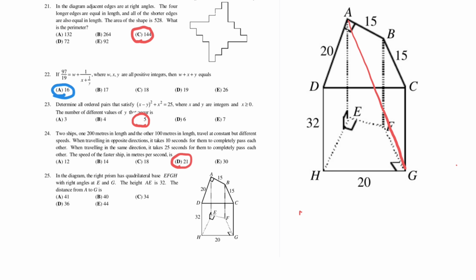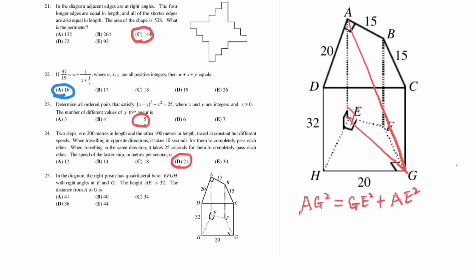Because this is a right triangle, AG goes to the base. When we draw this, we can see this is a right triangle. So AG square equals GE square plus AE square. We need to find EG.